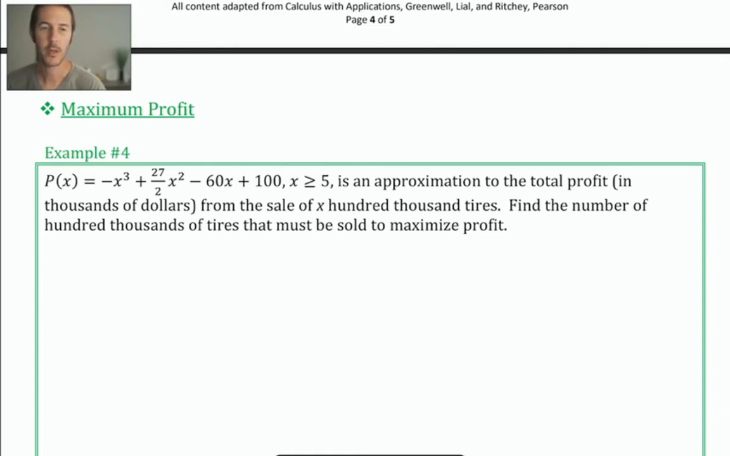Find the number of 100,000 tires. So we're not going to have to add 5 zeros to our answer. They're asking us to find the number of 100,000s of tires that must be sold in order to maximize profit.